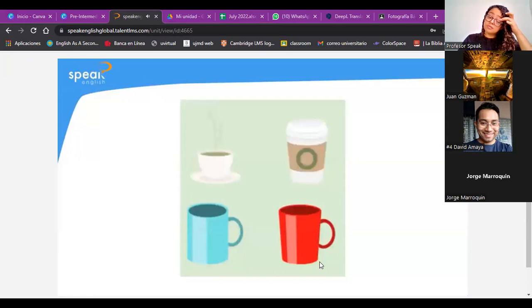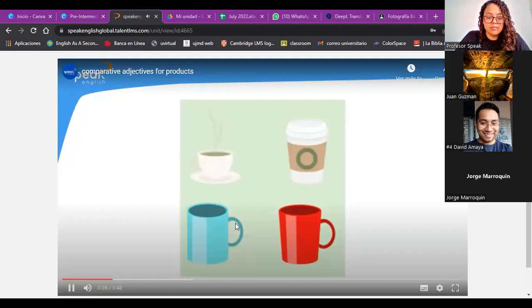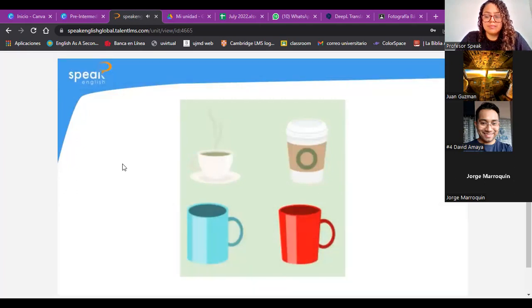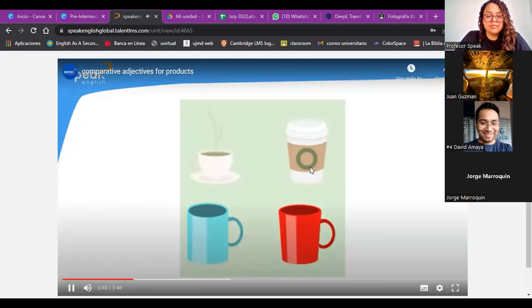Can you identify some differences between these cups and mugs? Let's see some differences, shall we? So, the blue mug is taller than the white cup. Can you see that difference? Another difference is the white and brown cup is more plastic than the other mugs and cups. Did you listen to that? Taller, more plastic.